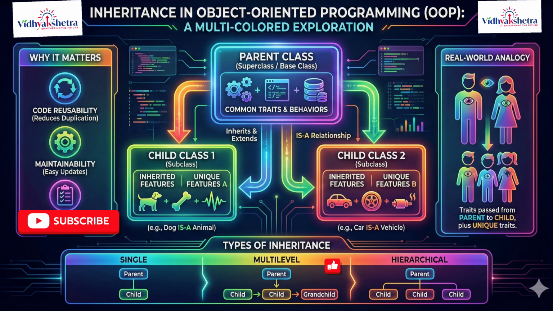Multiple inheritance refers to a scenario where a class inherits from more than one parent class. While this concept is powerful, it can lead to complexity and ambiguity, especially when parent classes have methods with the same name. Some programming languages support multiple inheritance directly, while others avoid it or provide alternatives such as interfaces. Understanding multiple inheritance conceptually helps programmers make better design decisions.